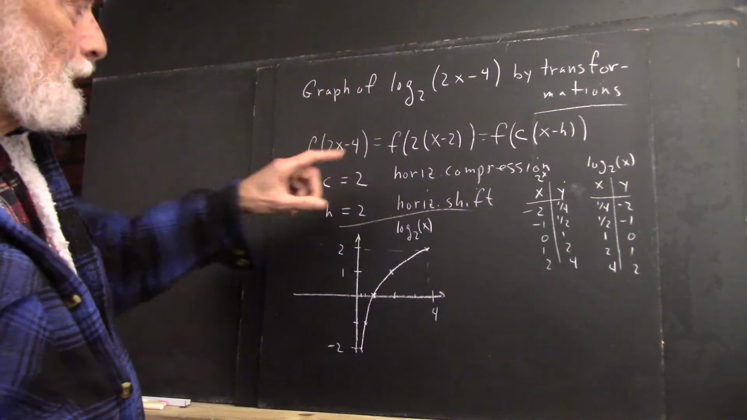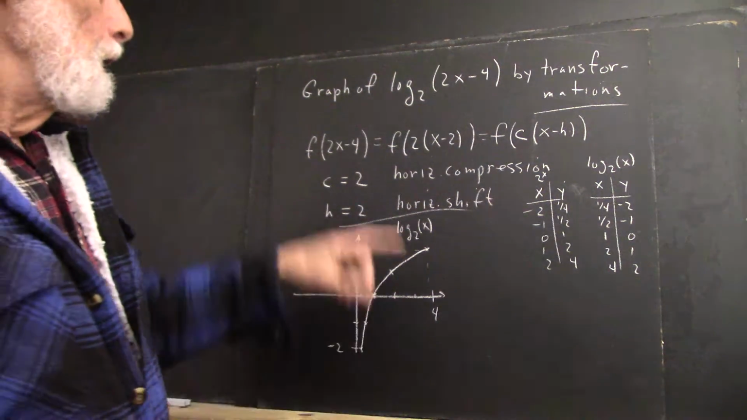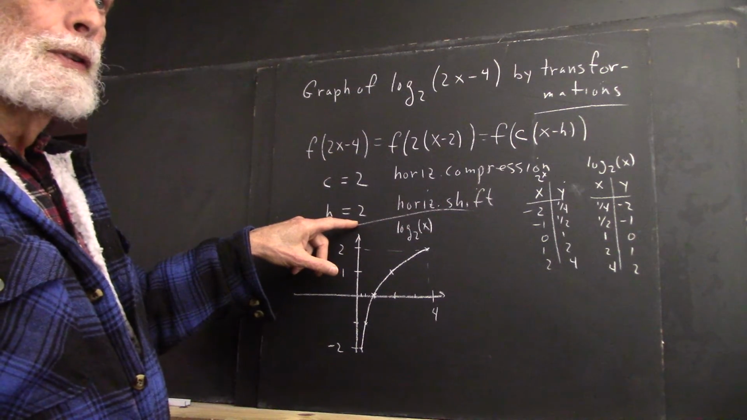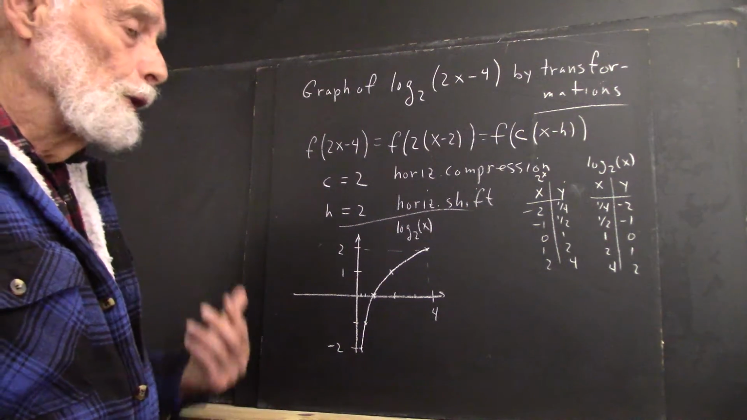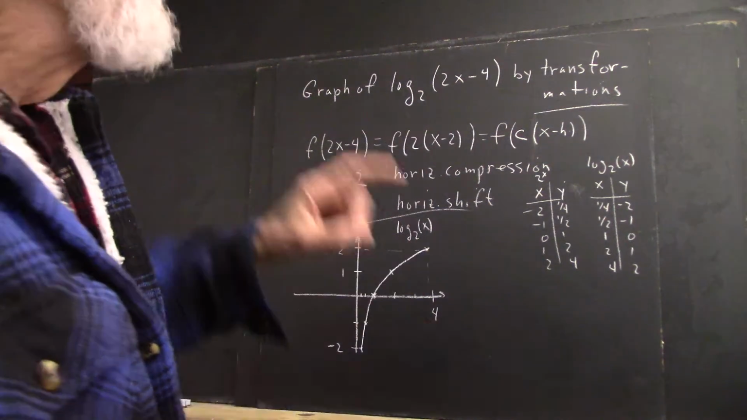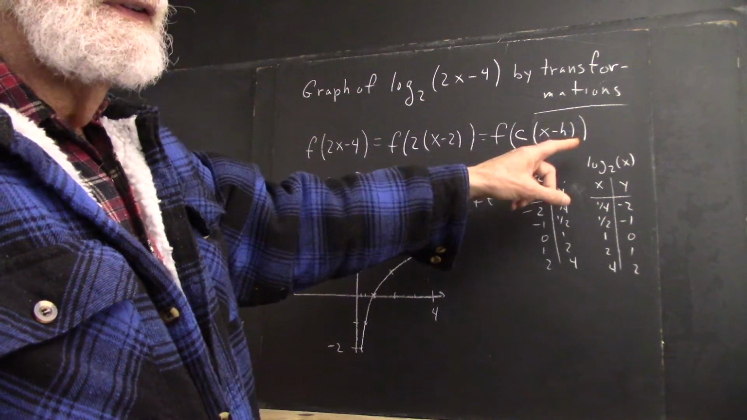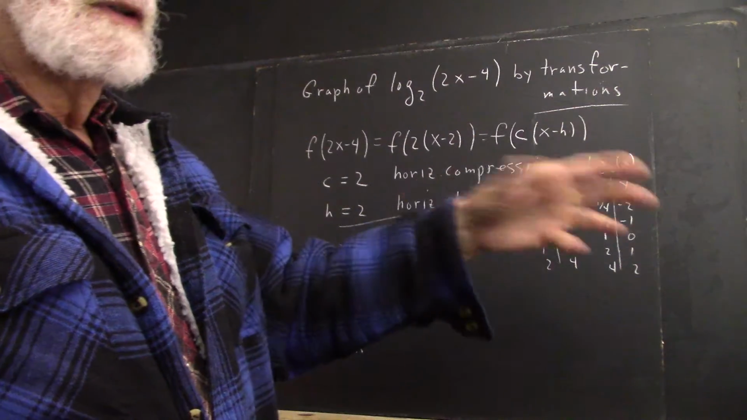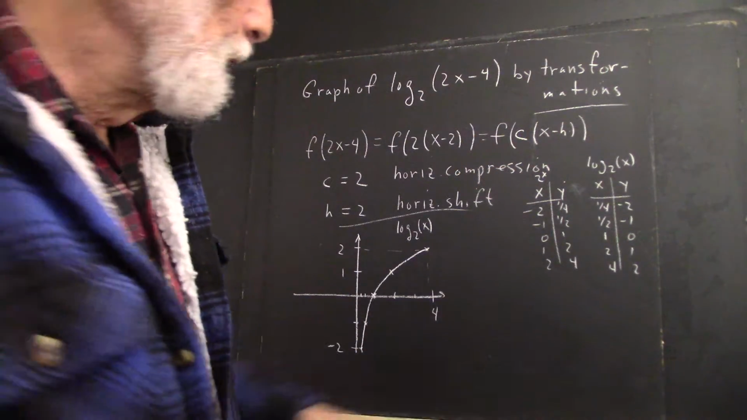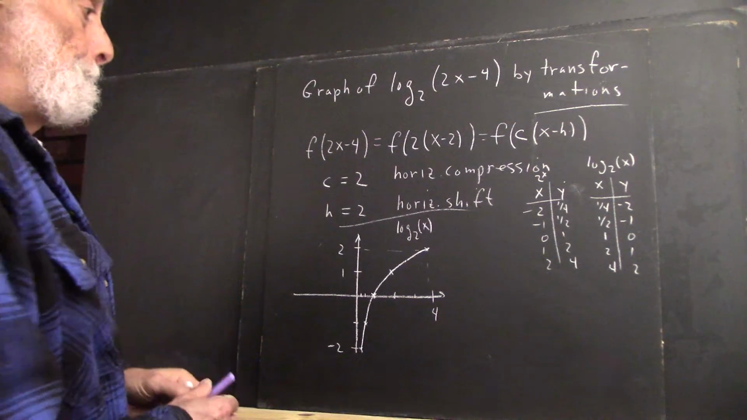Now, if we want to get the graph of log base 2 of 2x minus 4, well, for any function f of 2x minus 4, you have a horizontal compression by factor 2 and a horizontal shift of 2. The horizontal compression we have to do before the shift, because the compression involves a multiplication and the shift involves an addition or subtraction. By the order of operations, we have to do the multiplication first. You can think about that.